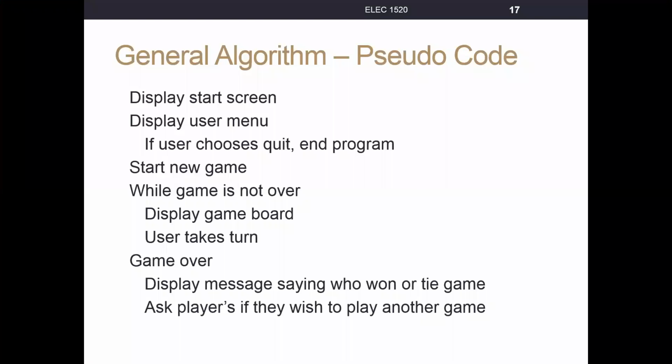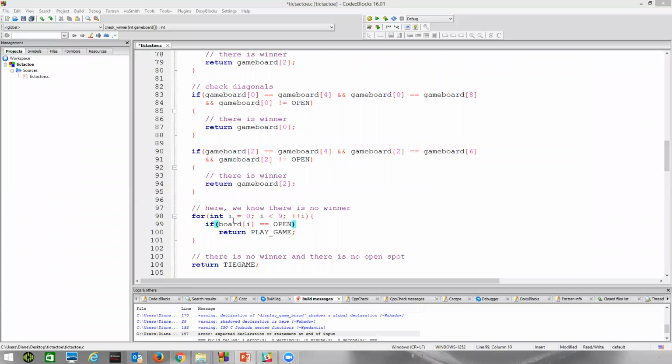Let's continue on with tic-tac-toe now. We left off with the check winner function, and we're going to go now into this while loop and work on the alternating turn. Right. I did want to point out where we left off.